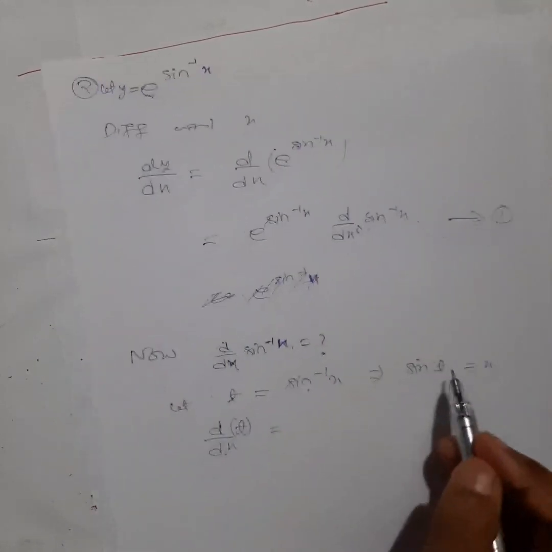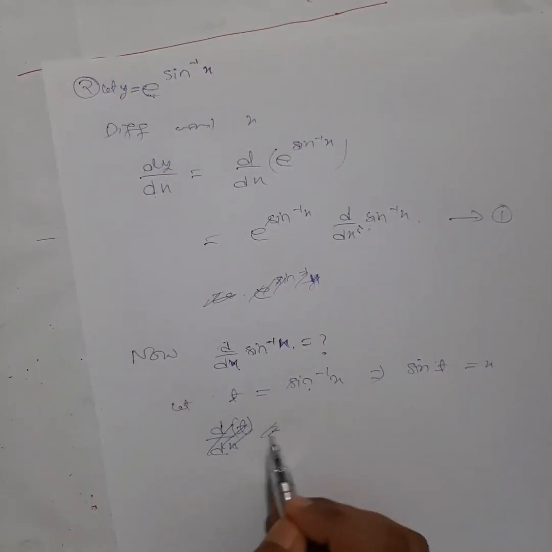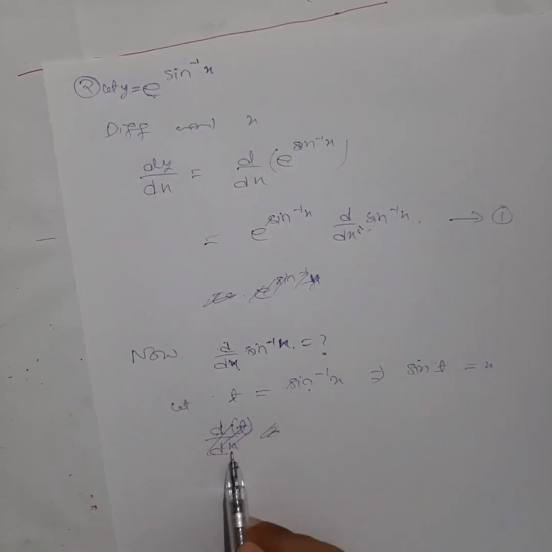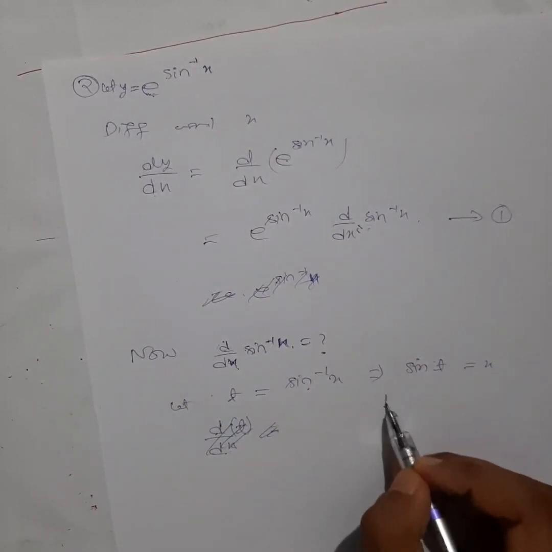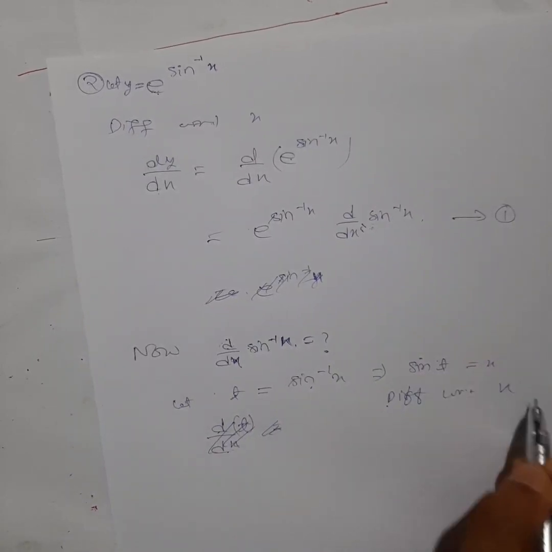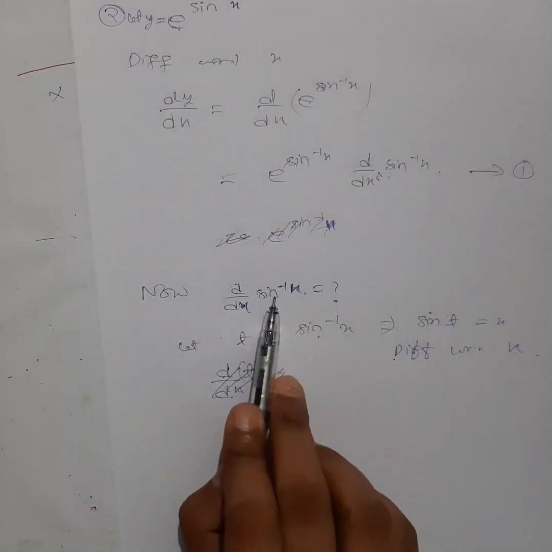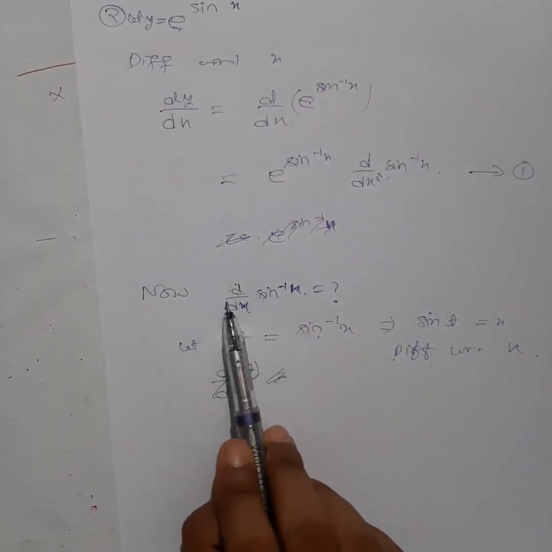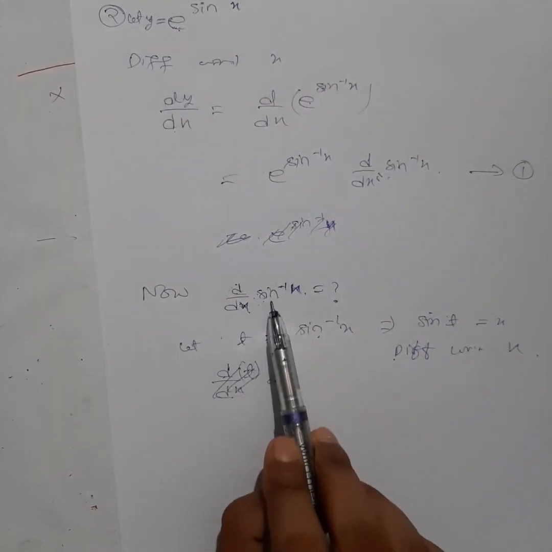Now you can easily differentiate this one, right? So I have to find dt by dx. So here I can find it by differentiating with respect to x. Those who have not done this one, in the previous exercise only, as an extra question I have given this one to solve. This is a very simple one.